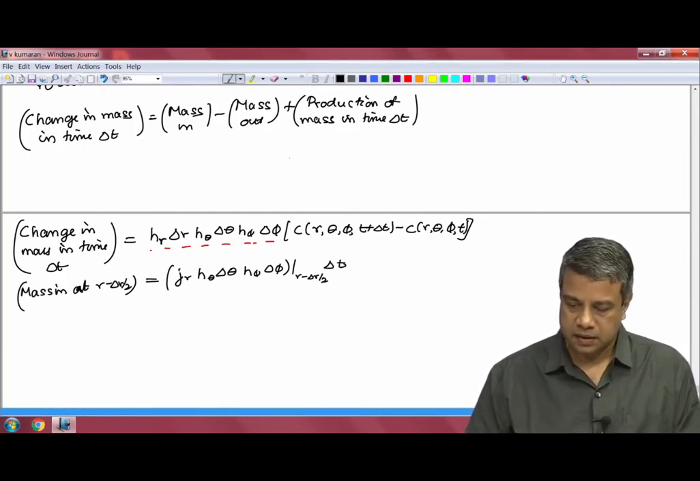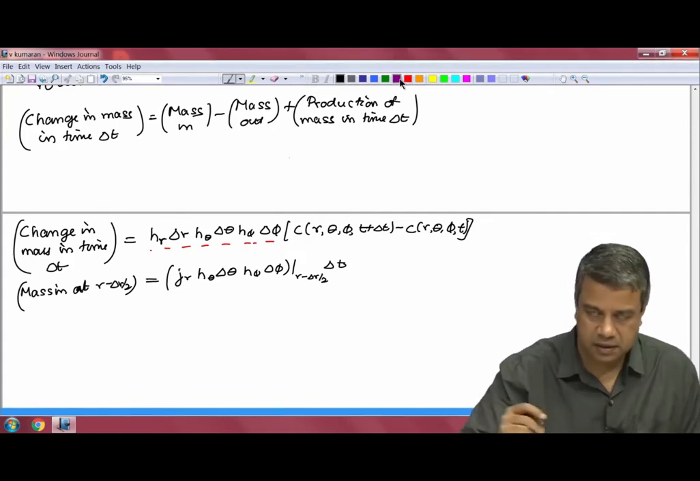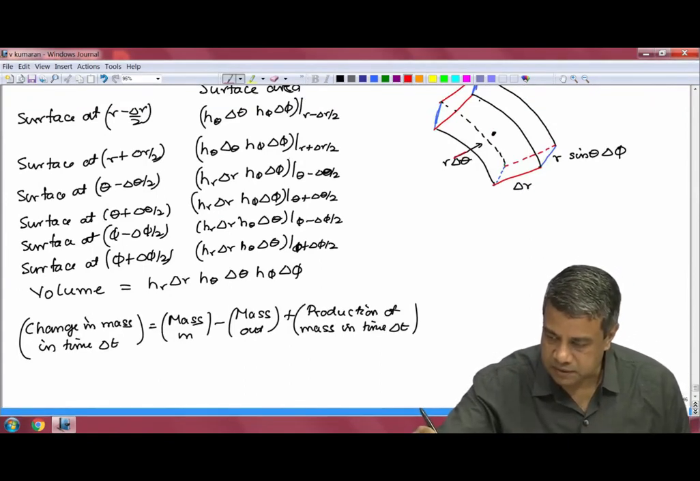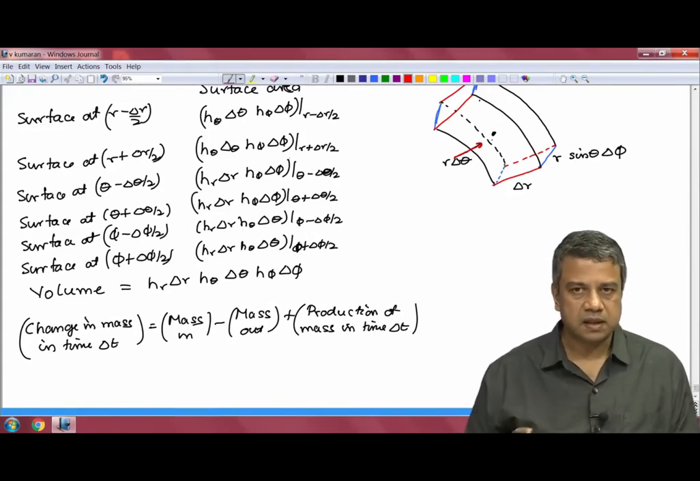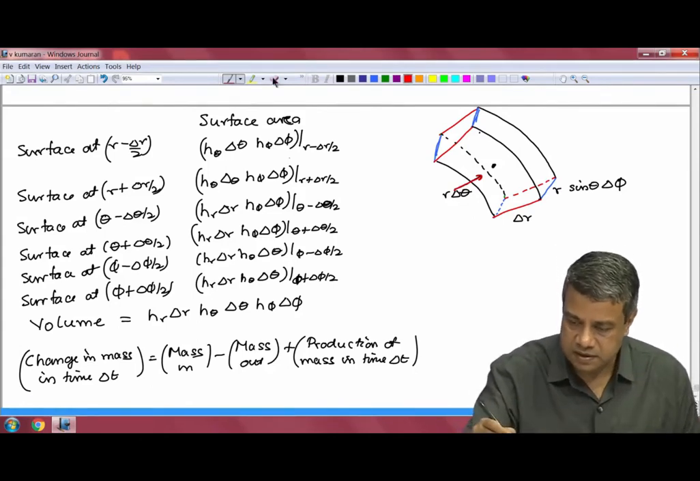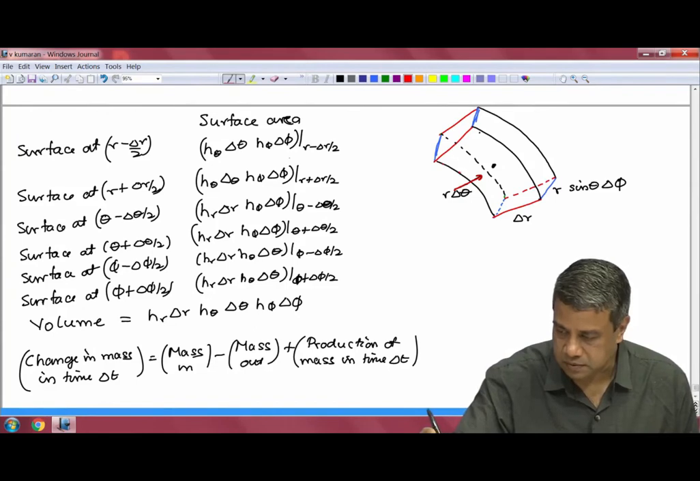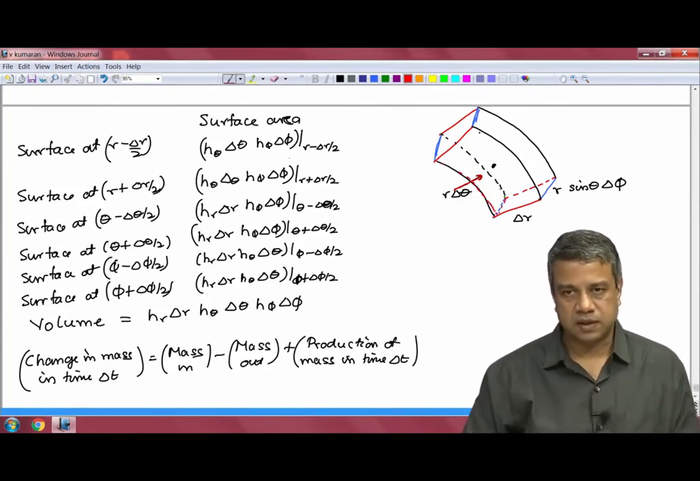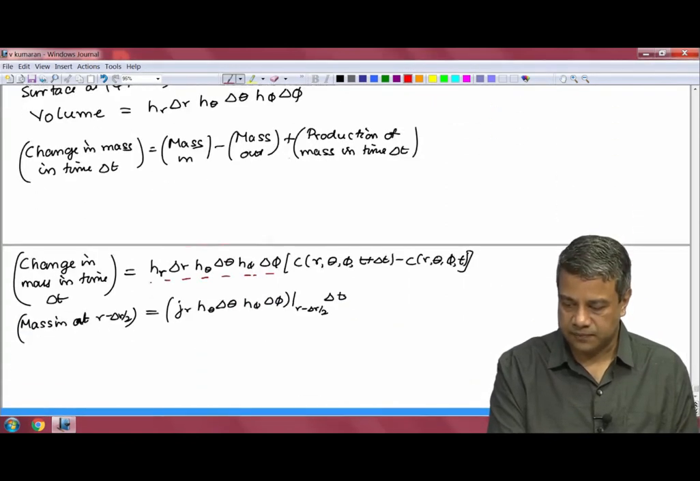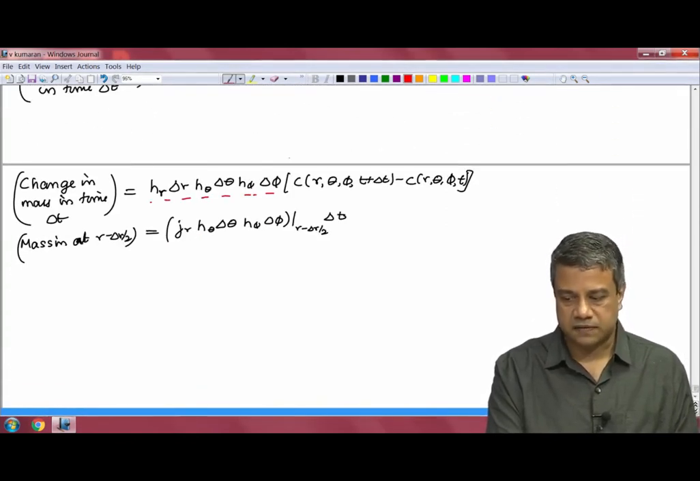Okay. The flux in the r direction at the surface at r minus delta r by 2, as you can see, a flux in the positive r direction results in mass entering the differential volume. Therefore, the mass input within a time delta t is the flux times the surface area times delta t, and the surface area is the product of the two perpendicular coordinates, r delta theta and r sin theta delta phi, or h theta delta theta and h phi delta phi.